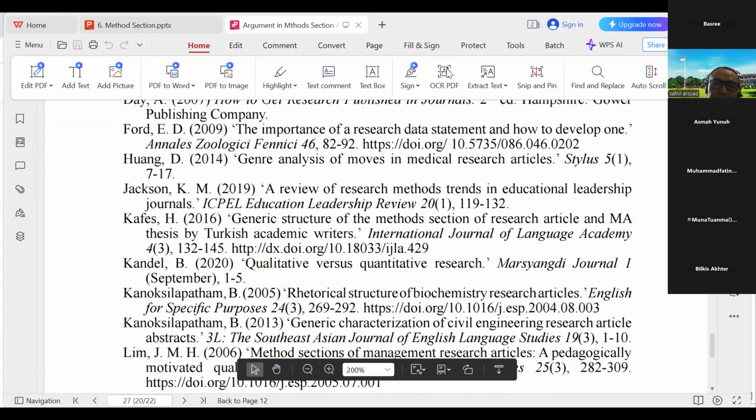So this is my research, which I have just published in the Discourse and Interaction journal, published in Czechoslovakia, or Slovakia, so in Europe. Is there any question about the method section? Is it clear for you how to write your method section?